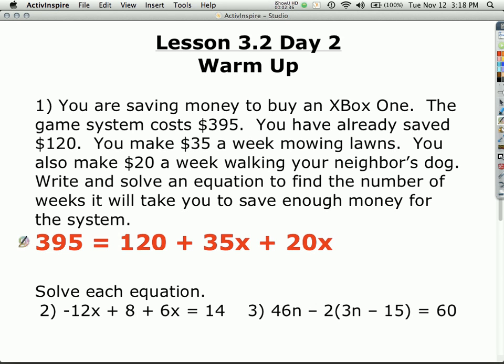Oh no, I wrote something different. Go ahead. W equals 395 minus 120 over 55. Okay. It's not really what I am looking for, but I understand what you did. Annabelle? Solution, go ahead. Annabelle, then Amani, and then Essence. Annabelle, what'd you get? X equals 5. Okay. X equals 5. Everybody thinks it's 5. It is 5 weeks.